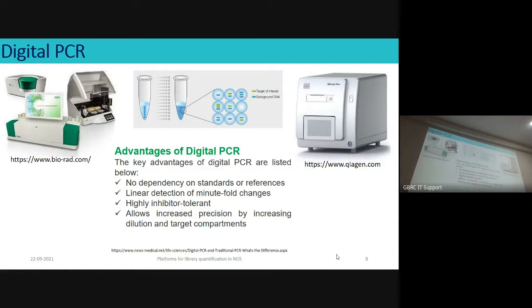And it has highly inhibitor tolerance as compared to conventional or real-time PCR. She will be explaining why, and it allows increased precision by increasing the dilution of the target compound.